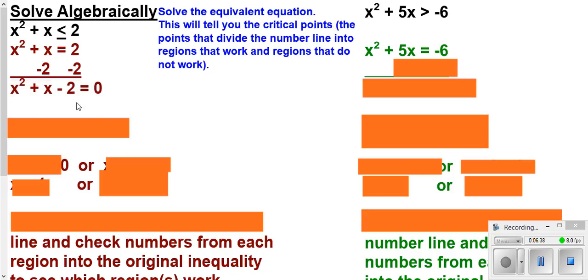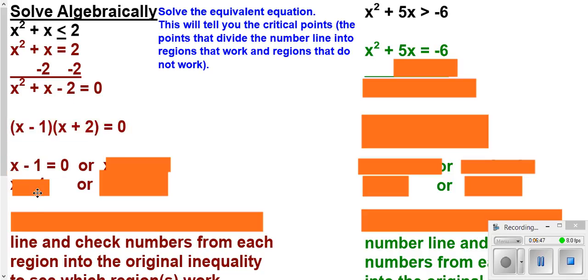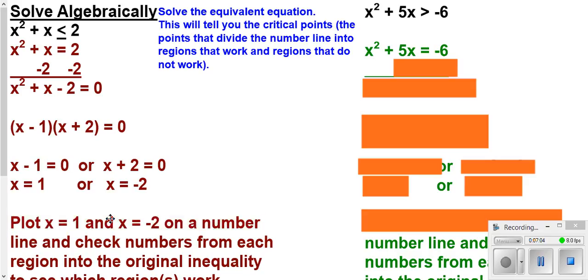Now I could either solve by factoring, completing the square, or the quadratic formula. In this case, it does factor nicely. Two things multiplied together to give me 0. I set the first thing equal to 0 and I solve that. Or I set the second thing equal to 0 and I solve that. Now, these are going to give me the 2 points on my number line, which breaks my number line into regions that work and regions that don't work.